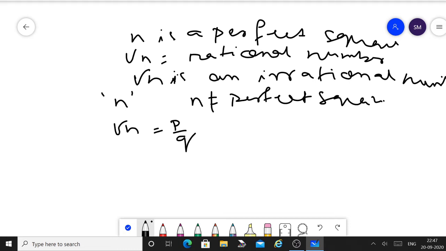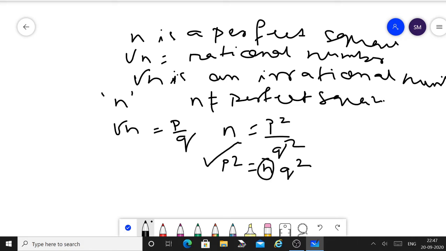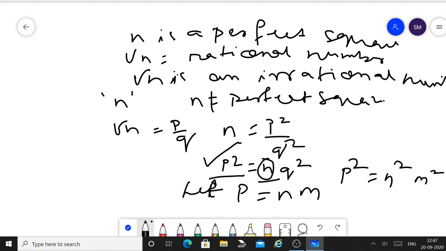Then square both sides. n equals p square upon q square. Then p square equals n q square. And n is a factor of p square, which means n is also a factor of p. Then let p equal nm. Then p square is equal to n square m square.